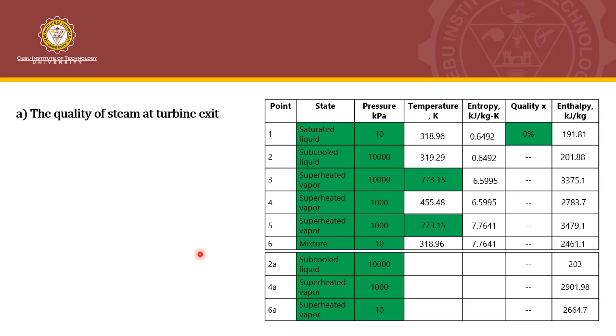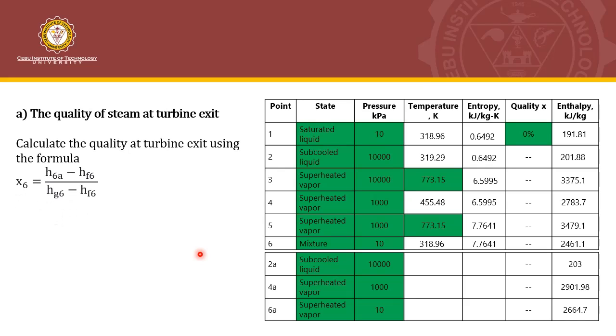So now we already have the value of all the important points in this actual reheat Rankine cycle, so we can get the required quantities. First is the quality of the steam at the turbine exit, using the same formula that we used previously, but now we will just use the actual value of h6.